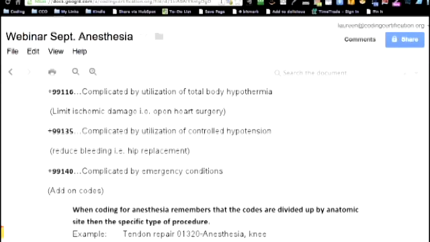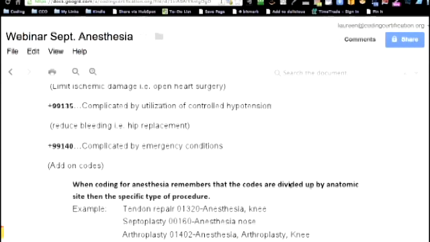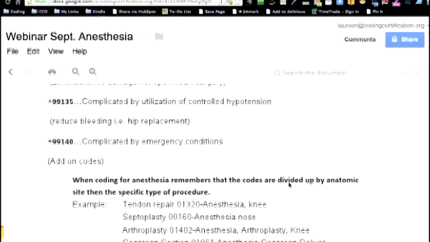The last one, complicated by emergency conditions, this is 99140. Think about this. When the anesthesiologist comes in and talks to you because you're going to have a procedure done, and he says, Susie, are you allergic to anything? You say no. Or have you ever had anesthesia before? No. Do you have asthma? All these questions that he asks you he wants forewarning of, so that he can give you anesthesia and keep you safe, with no surprises while you're under anesthetic.